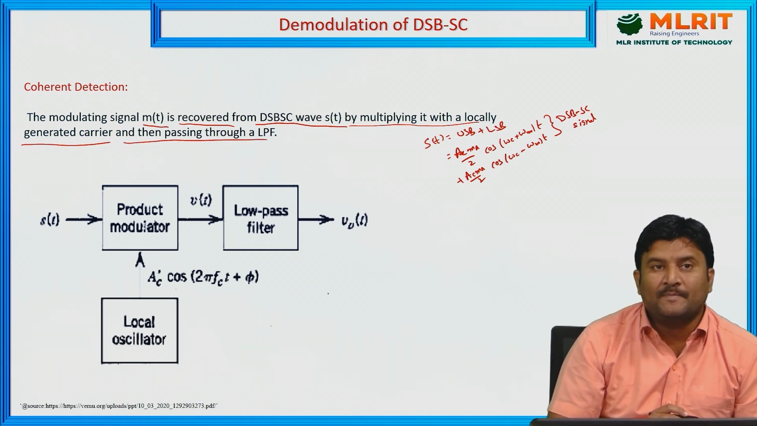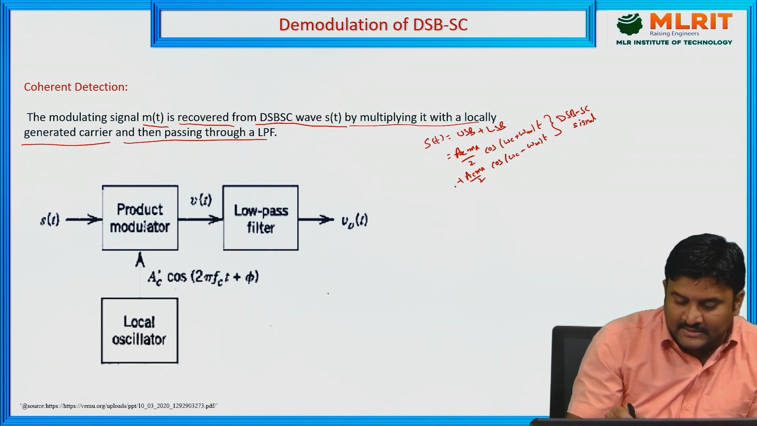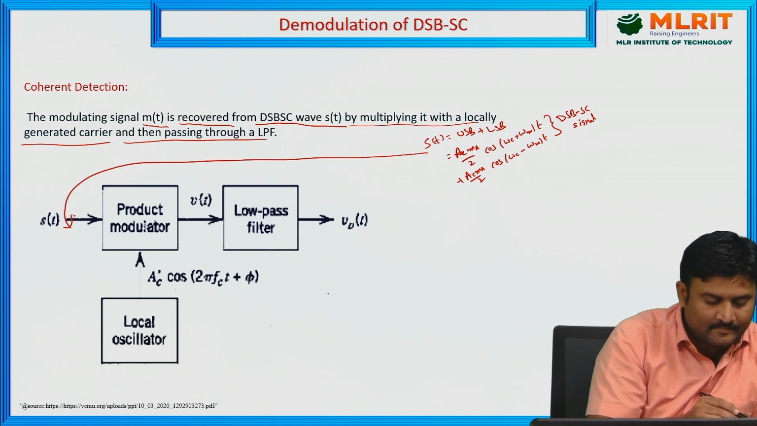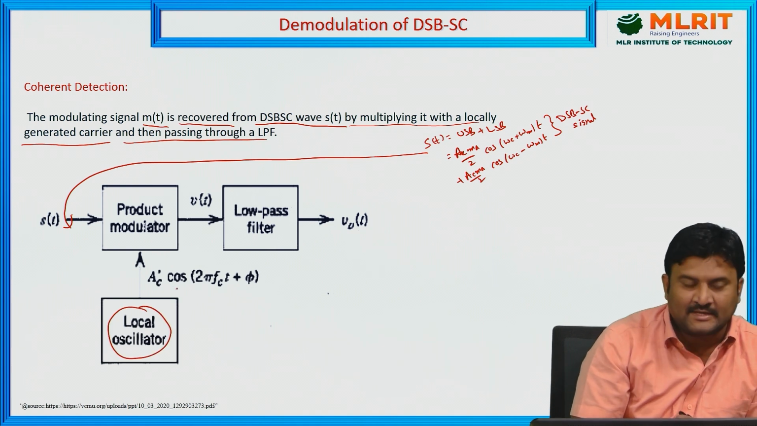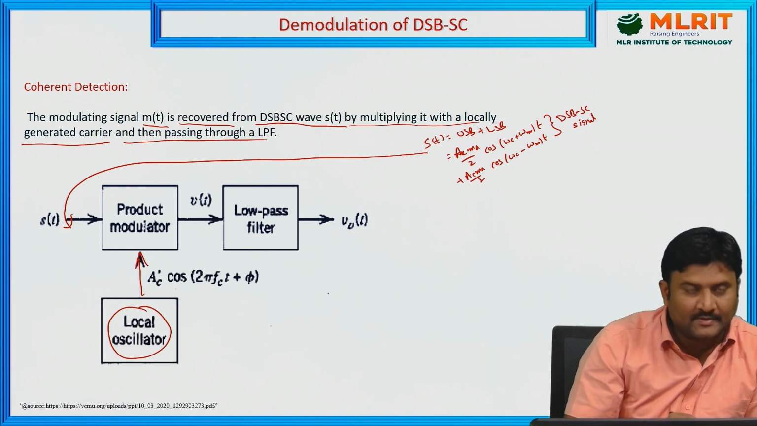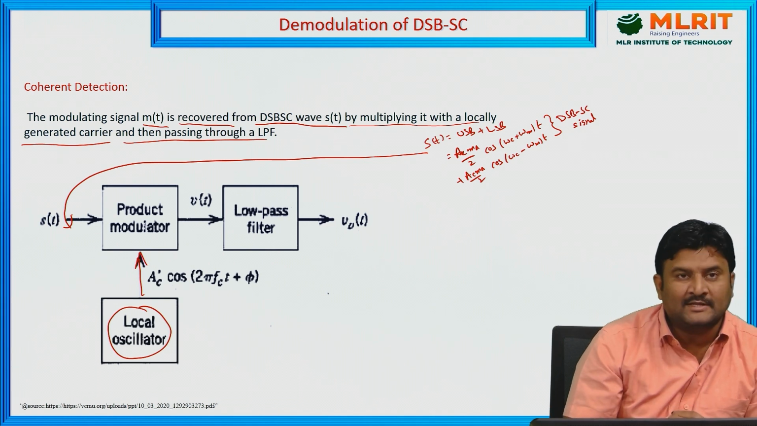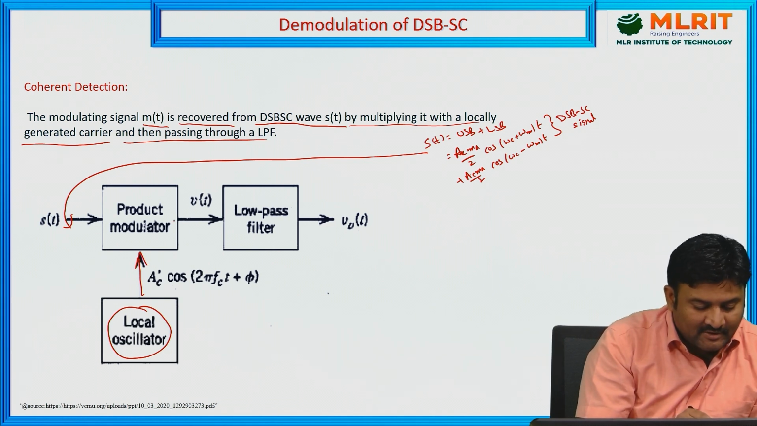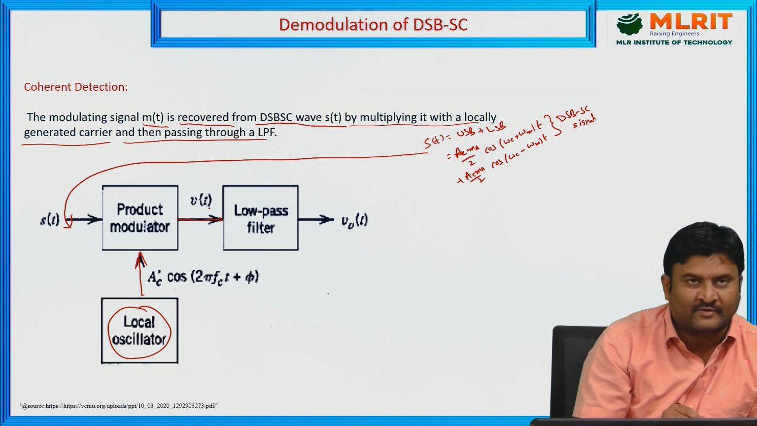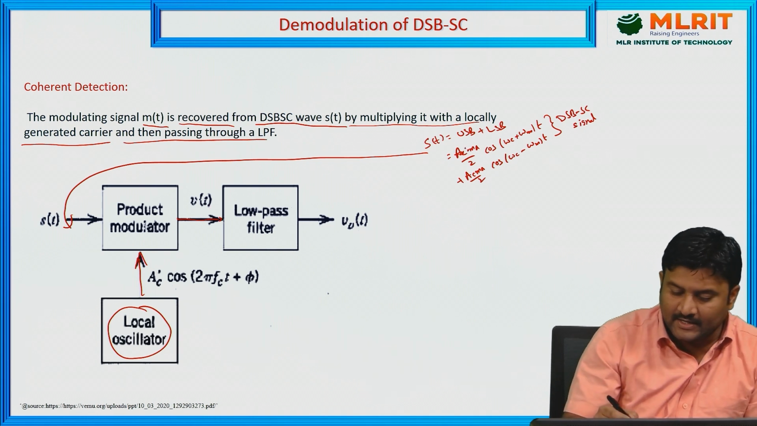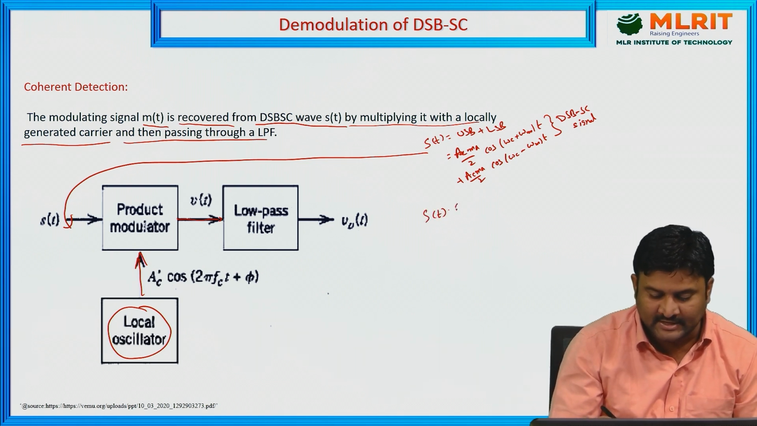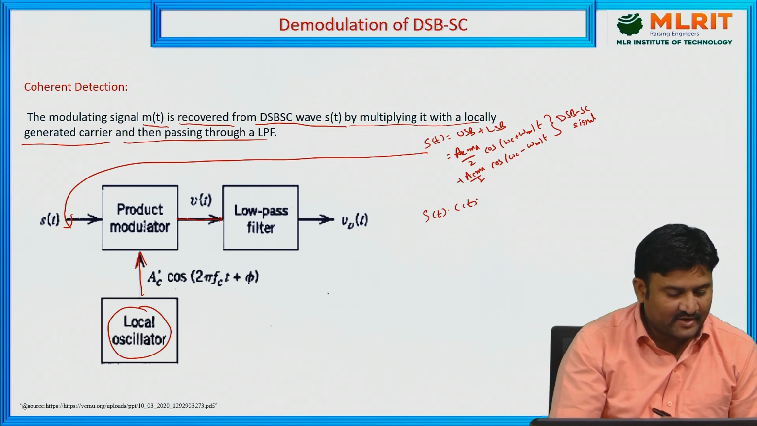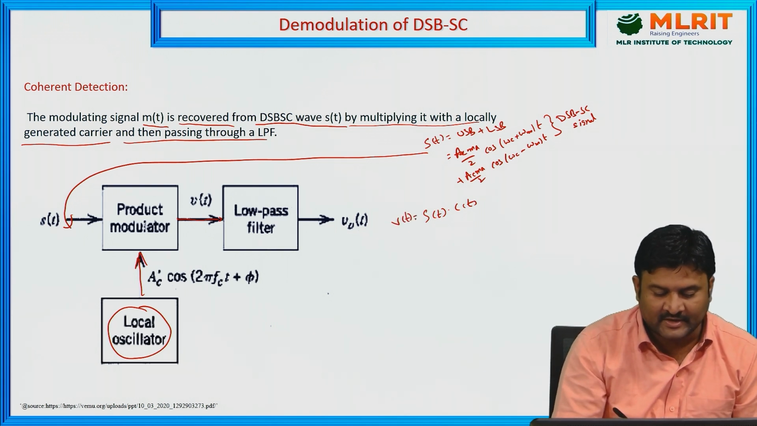Observe here, this is S of t. And observe one more thing: the local oscillator generates a carrier frequency. This is a carrier generated by the local oscillator, Ac cos omega c t. And the output of the product modulator, if you take it as V of t, is S of t into C of t. S of t into C of t is nothing but V of t.